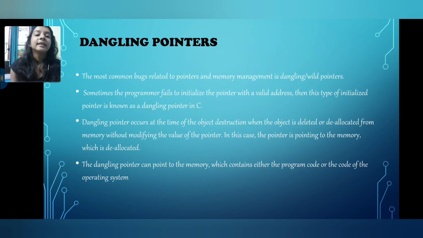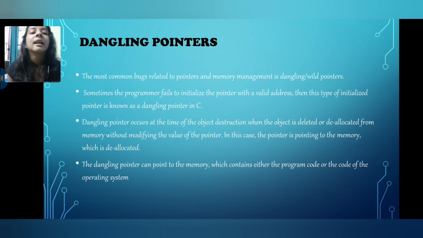Next, let us see what dangling pointers are. One of the most common bugs related to pointers and memory management is the dangling or wild pointer. Sometimes the programmer fails to initialize the pointer with a valid address. Then this type of uninitialized pointer is known as a dangling pointer in C. Dangling pointers also occur at the time of object destruction, when the object is either deleted or deallocated from memory without modifying the value of the pointer.